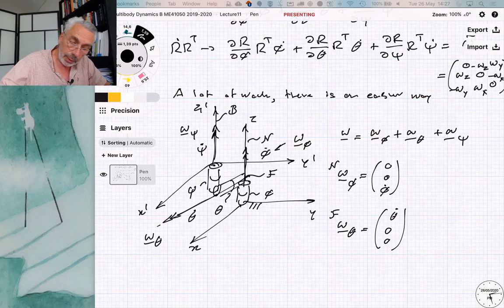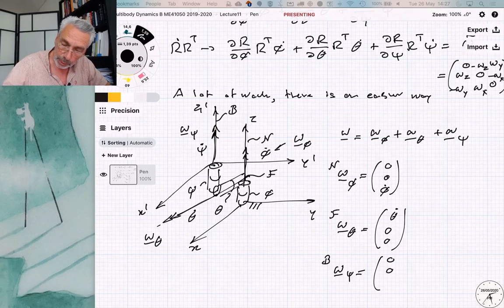And then finally, if we talk about this last one, we could call it a G or a B system. It doesn't matter, because it's about this axis. So finally, in the B system, the omega of psi is about the z-axis, so that's 0, 0, psi dot. Oh, it's not a nice psi dot. The dot is not clear. So the vector is okay. Now we have it in all these different coordinate systems.